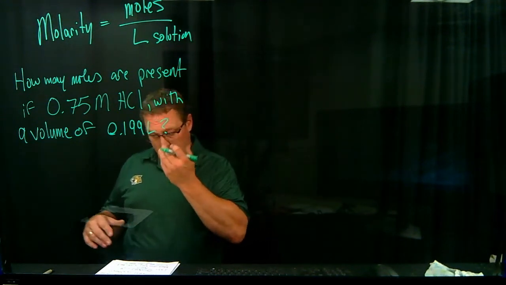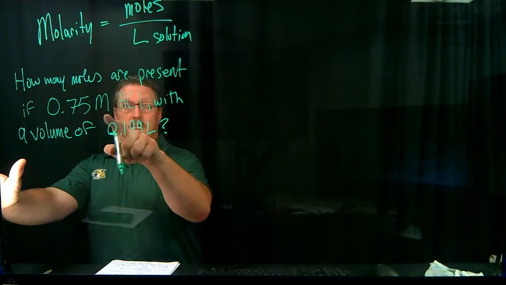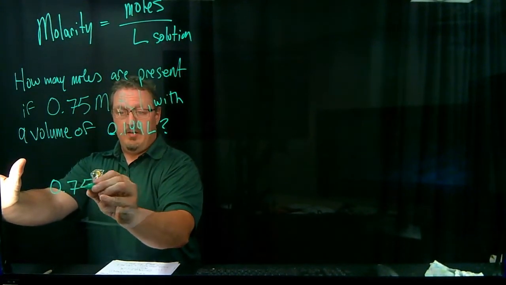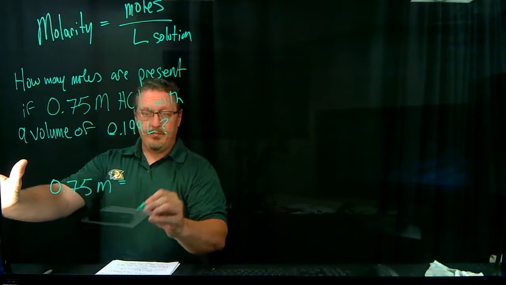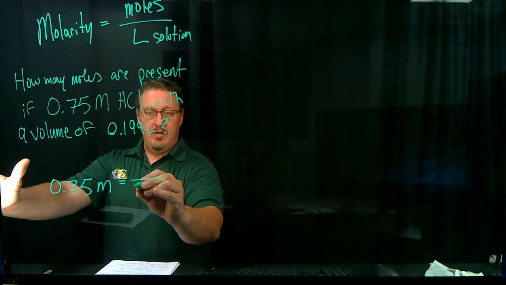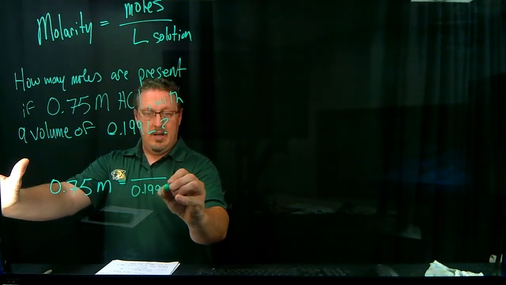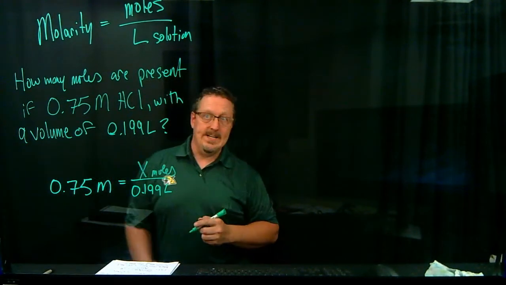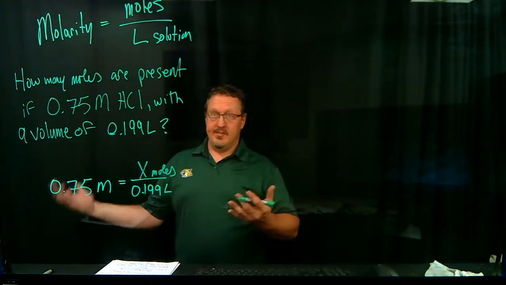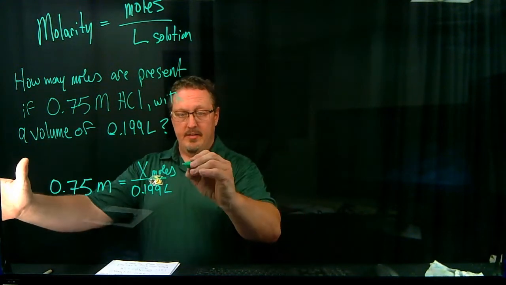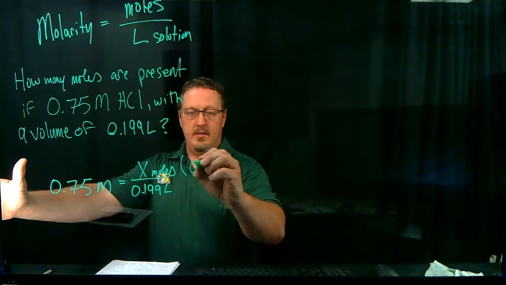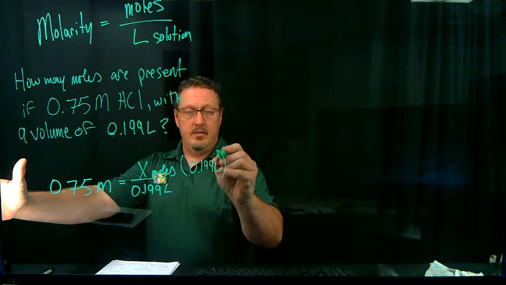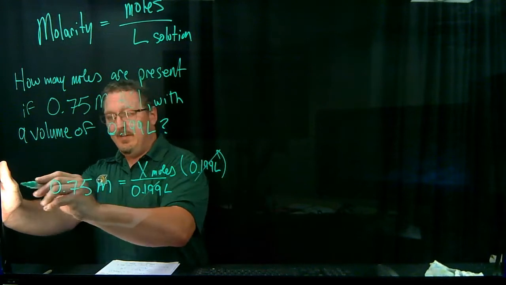All right, so I have molarity, so that's 0.75 big M. I have a volume, 0.199 liters, and I have x moles. Just like algebra in your math class, multiply both sides by this number, 0.199 liters, and that'll clear that out. What I do to one side, I have to do to the other.